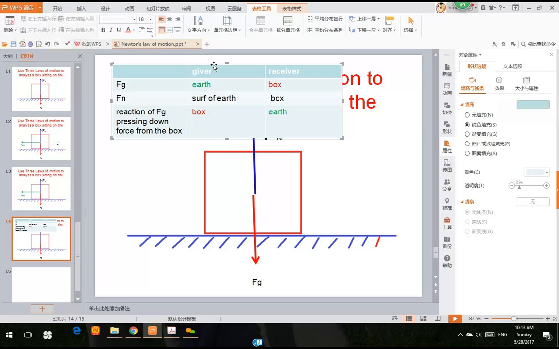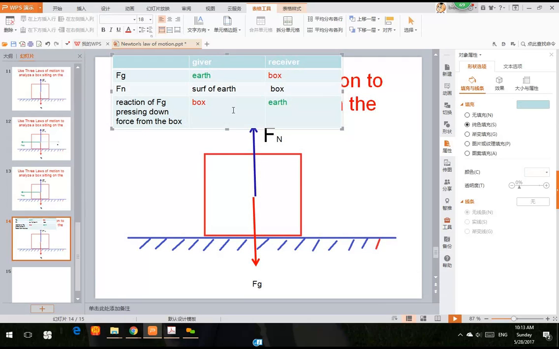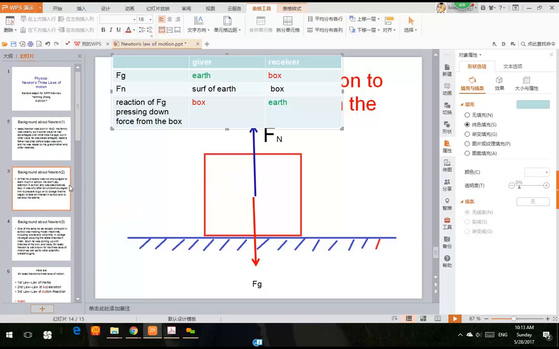Actually, the normal force and gravity of the box are not action-reaction pairs. The reaction force to the gravity of the box will be the attractive force from the box to the Earth. Is that clear? Okay, good job today. That concludes our lesson today.